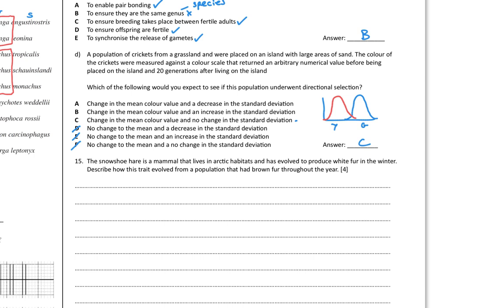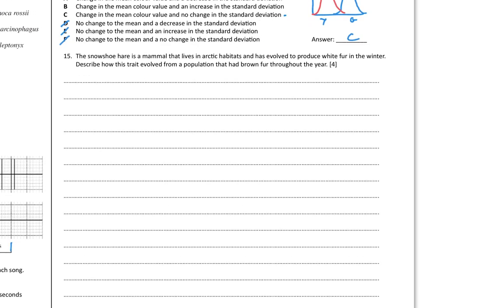If standard deviation decreased, that's an example of stabilizing selection. If it increases, that's one we haven't done yet. That's disruptive selection, part of a future topic. So it must be C. You get a change in the colour value, and the standard deviation would stay the same. Apologies for the wording being a bit bad, but you could definitely work it out anyway.